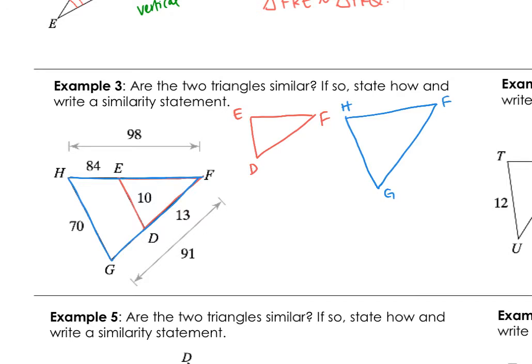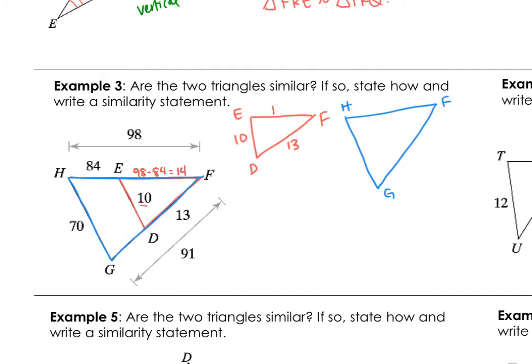Okay, then we should fill in the side. So in the smaller triangle, we have 10 is ED. And then we know DF is 13. Okay, and then EF is a little bit tricky because EF isn't given to us. What we know is that this big long side is 98, and this part right here, HE, is 84. So to figure out the length of EF, we're actually just going to subtract. So this is going to be 98 minus 84, and that's going to give us 14.